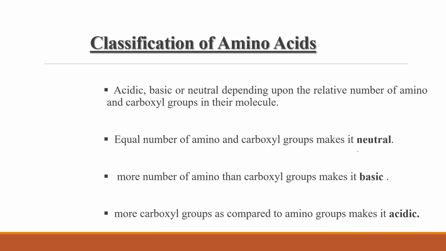Now, classification of amino acids. We can classify amino acids into three different categories: acidic, basic, and neutral, depending upon the relative number of amino and carboxylic groups in their molecule. If the number of amino and carboxylic groups is equal, then it is under the neutral category. If more amino groups are there, then we use the term basic. If more carboxylic groups are there, then we say acidic.